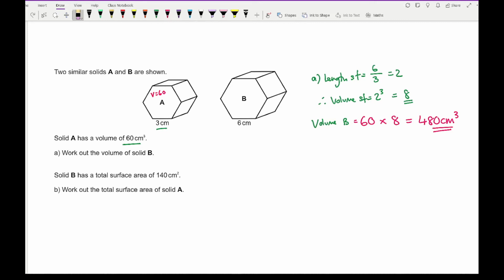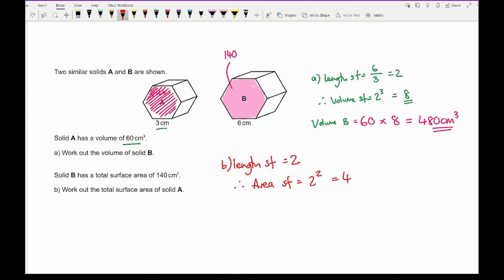Now for question B, it says solid B has a surface area of 140. So this pink base has a surface area of 140, and we need to work out what the area of the corresponding face of A is. For this, we know that the length scale factor is 2, so the area scale factor is going to be 2 squared, which is 4.